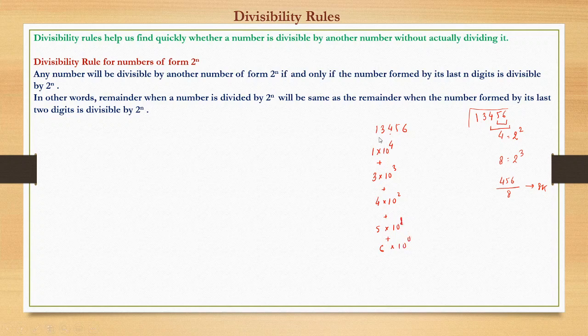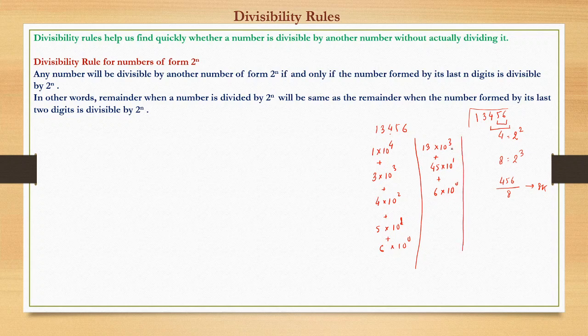So this is one way of writing a number. Further, this can also be written in this form: 13 into 10 raised to power 3, plus 45 into 10 raised to power 1, but after 45 only one digit is there, so 10 raised to power 1, plus 6 into 10 raised to power 0. So this is another way of writing the same number.